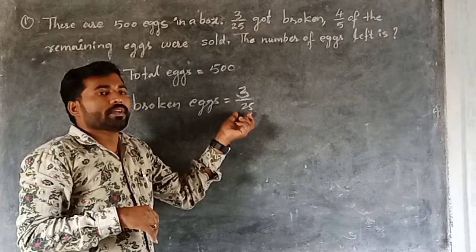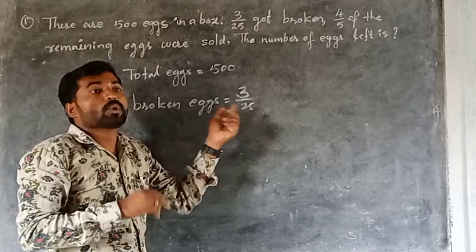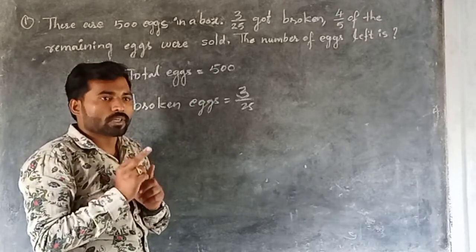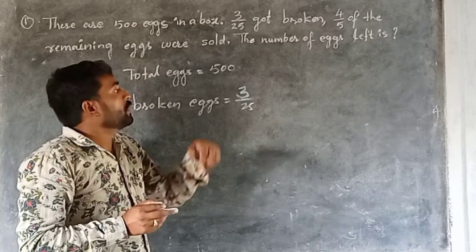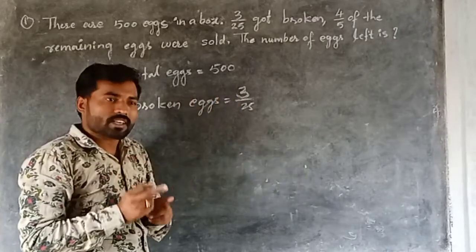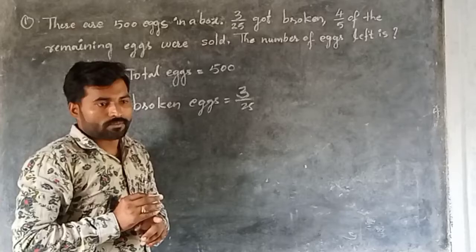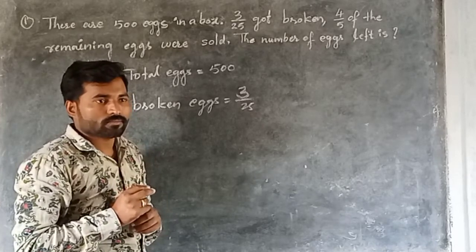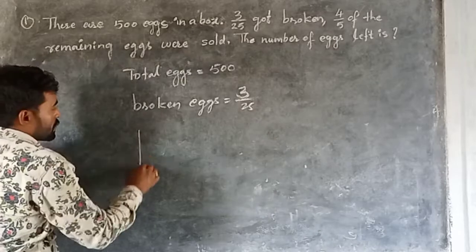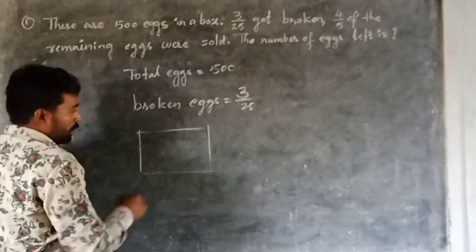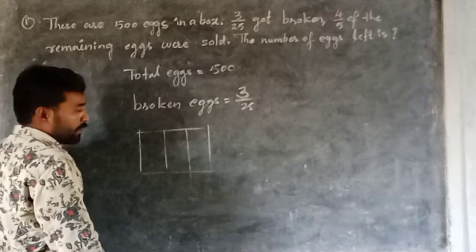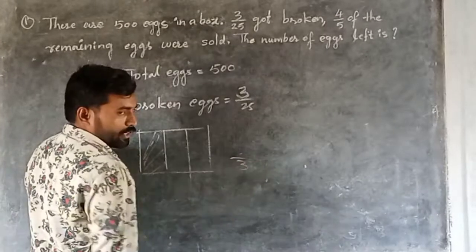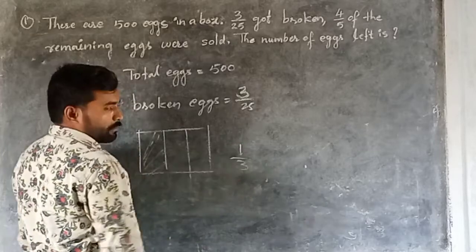The denominator describes the total parts. The numerator describes the filled parts. Yesterday we discussed it. Yes sir. Yesterday what did we discuss? I drew this shape. 3 parts I divided. One part is filled, I said. Total parts are how much? 3. One part is filled means 1 by 3.